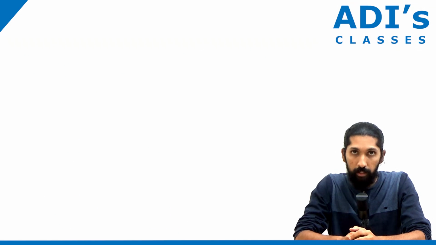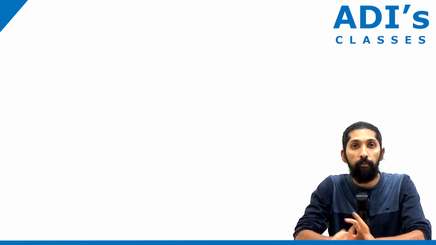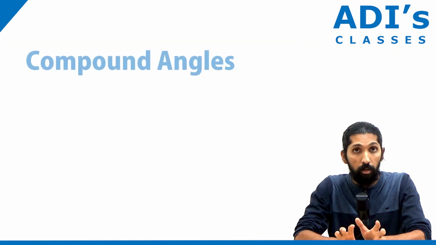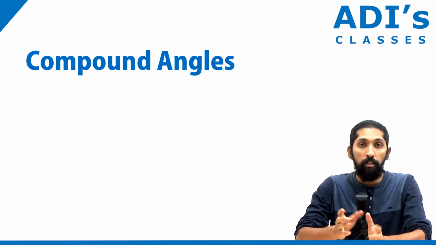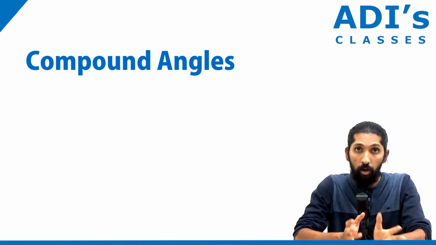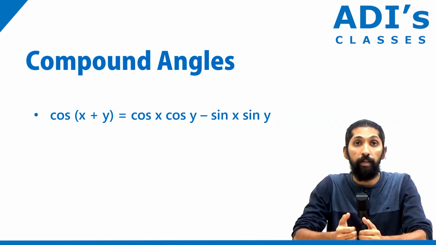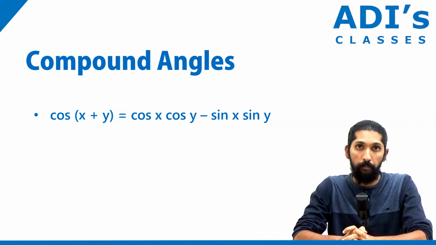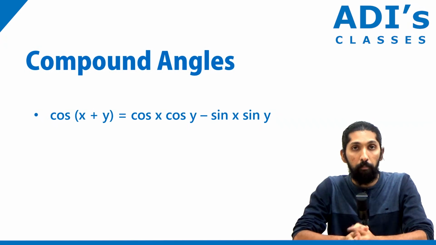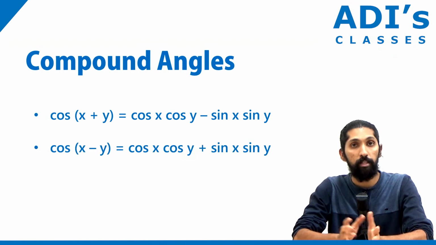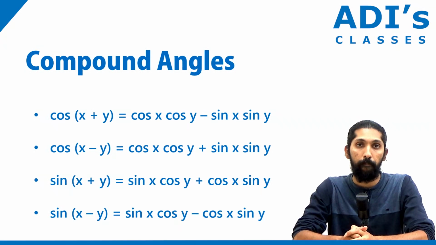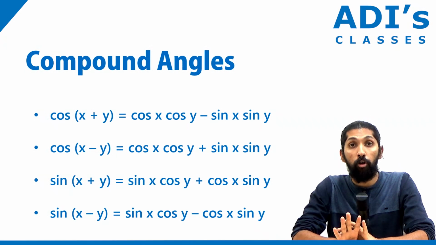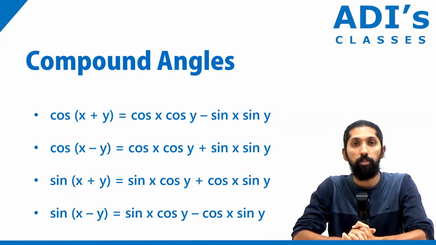Now once the graph is done, then we moved on to a very important part of the chapter, that is compound angles. In compound angles, we are looking at the summation of angles like cos of x plus y, and we derived the formula for cos of x plus y, which gives us cos x cos y minus sin x sin y. The same way we did for cos of x minus y, sin of x plus y, and sin of x minus y, right?